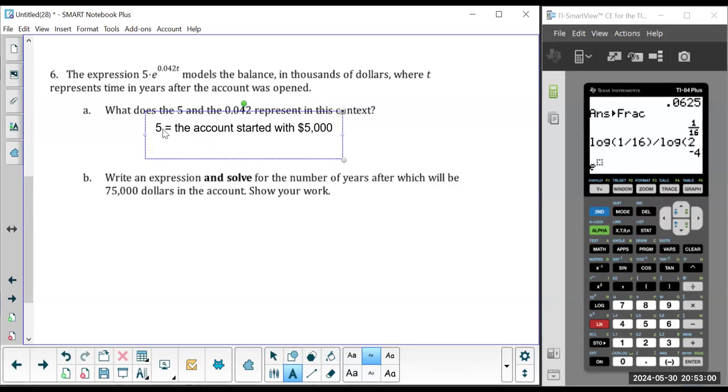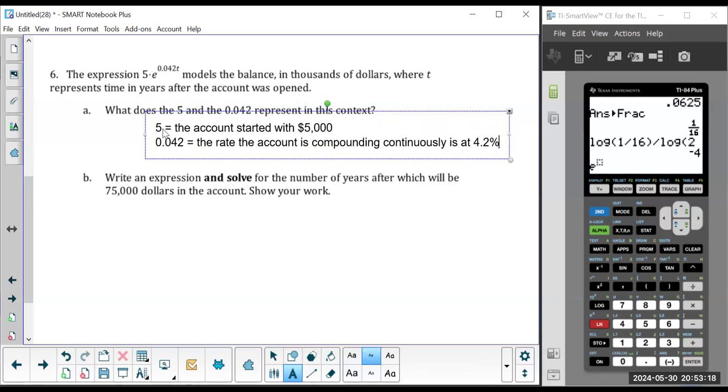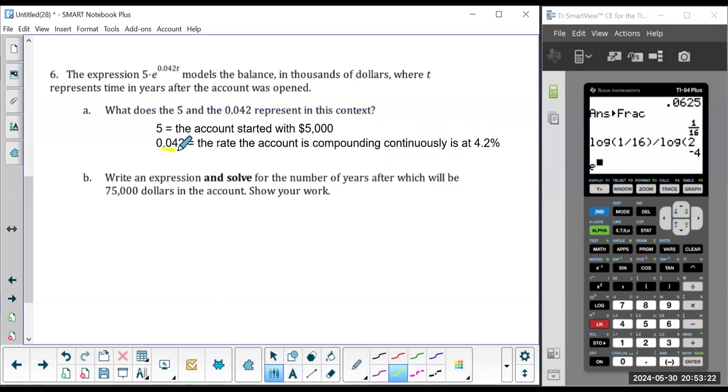All right, and then the 0.042 is because it's an E, that means it's compounding continuously. So the rate the account is compounding continuously is at 4.2%, because we moved the decimal place over 2 spots. So when we move this over 2, it lands in between the 4 and the 2.